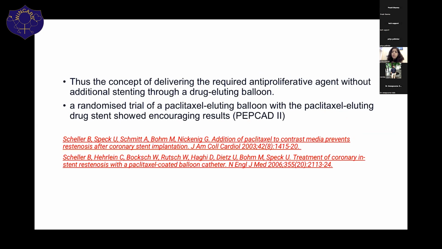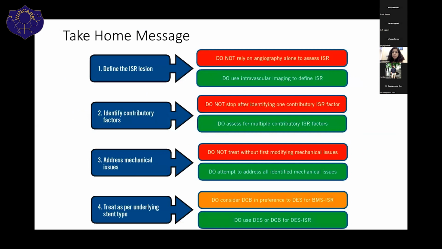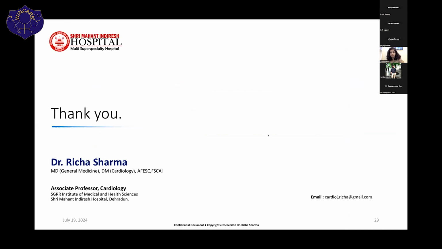So the concept of delivering the required anti-proliferative agent can be through a drug-eluting balloon without implanting any other metallic layer. And this was shown in the PEPCAT-2 trial as well, which showed quite good results. So ultimately, you have to define the ISR lesion, identify contributory factors, address the mechanical issues, and treat as per underlying stent type. Thank you.